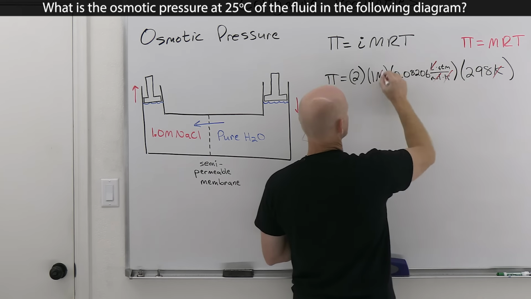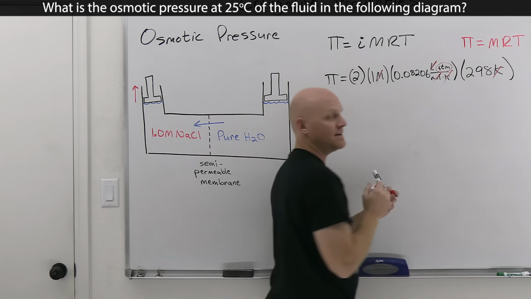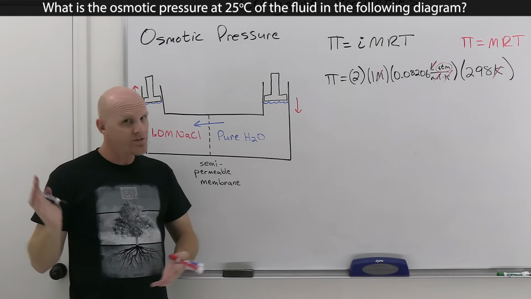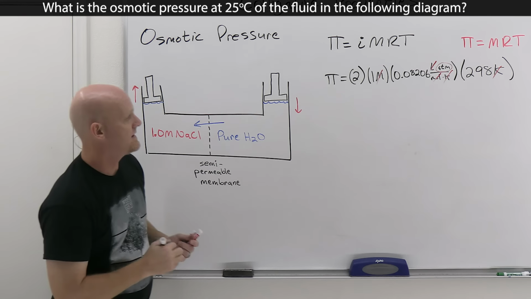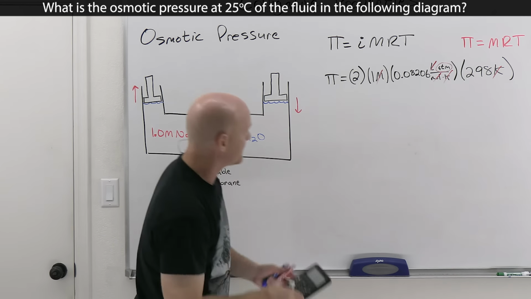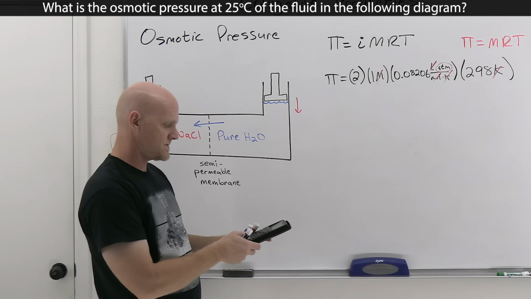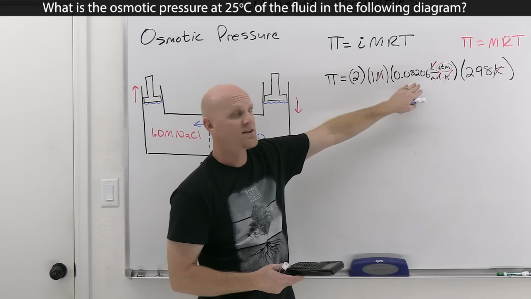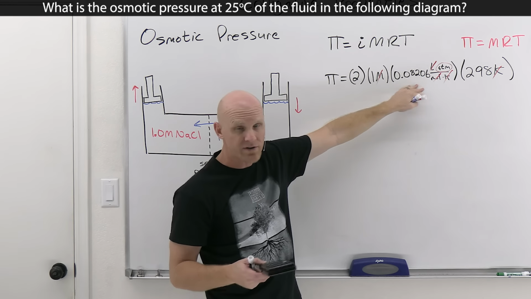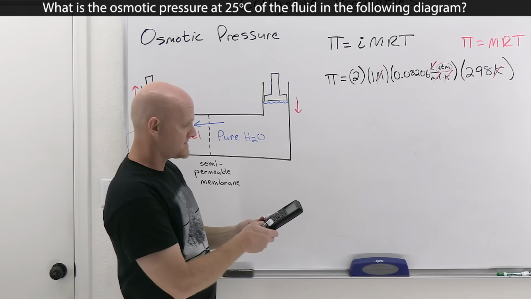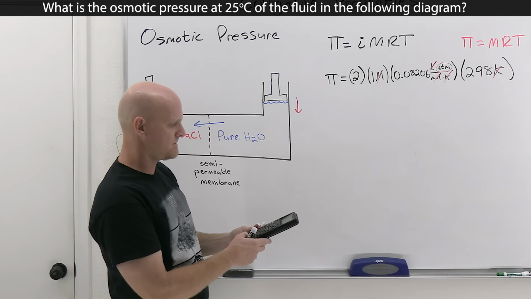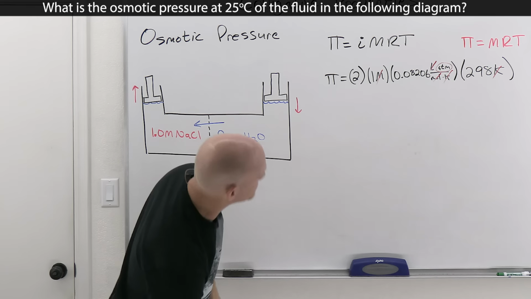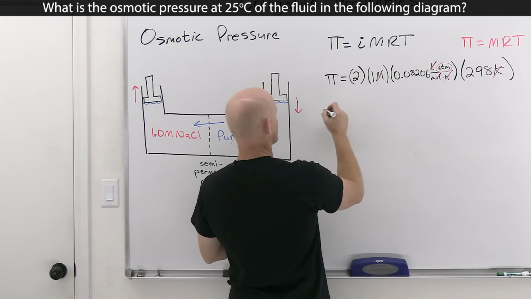They're going to cancel, and you'll be left with an answer in atmospheres. And so osmotic pressure has the same kind of units as all the other kinds of pressure out there as well. All right, so let's pull out our handy dandy calculator here, and we'll do 2 times 0.08206. Some of you, for that universal gas constant, might have 0.0821 rounded, either way. And then times 298. And we're going to get 48.9.